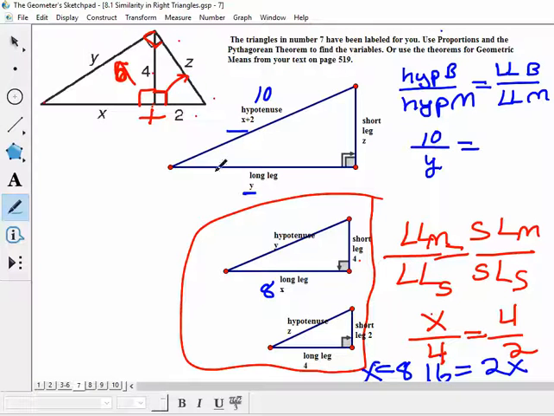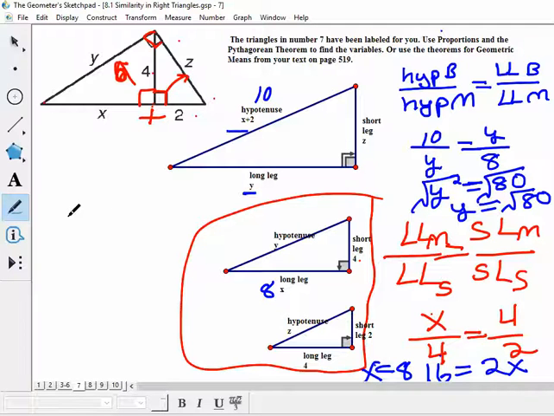The long leg of the big triangle is y. The long leg of the medium triangle is 8. So I'm going to have y times y, that's y squared, equals 10 times 8 is 80. Now, you have to simplify your square root. So I'm going to take the square root of both sides to solve, and I get y is equal to the square root of 80. Now, you practiced simplifying these when you did the geometric mean.